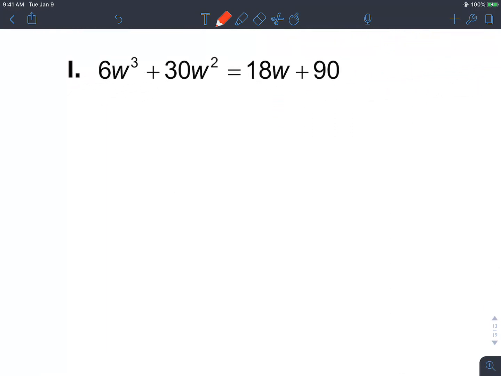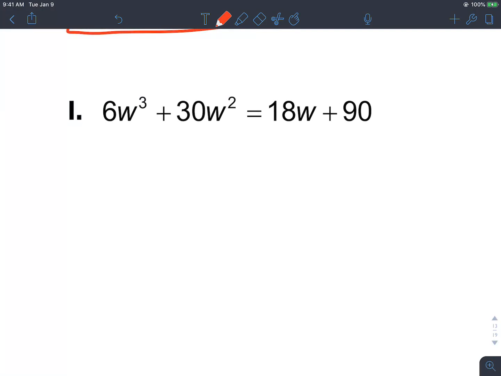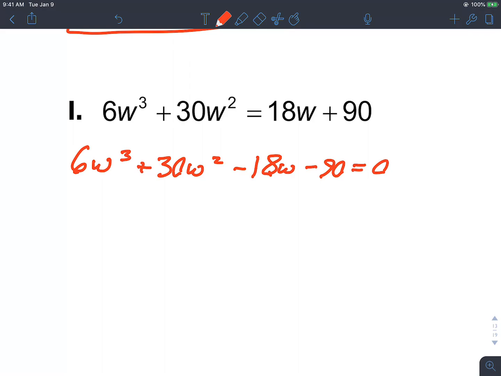But anyways, all right, this next one here, it looks like you got 4 terms, so we're going to solve by grouping, but remember with factoring you need these all equal to 0. So I'm going to move over this 18W and then move over the 90, so minus 90 as well. Okay, from here I would figure out what the first group has in common, and then the second group, what do those have in common?